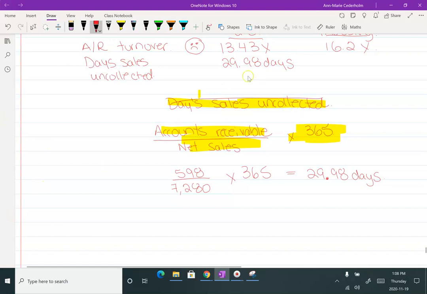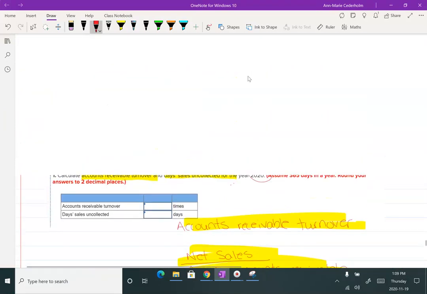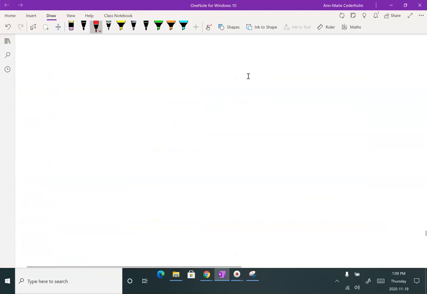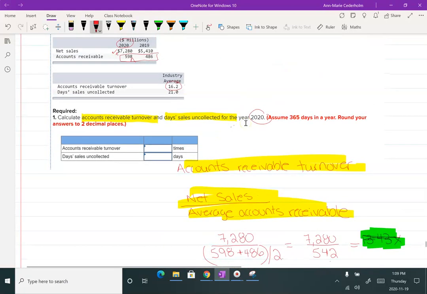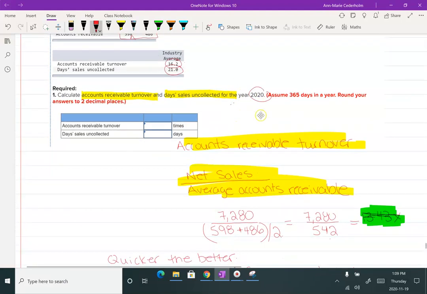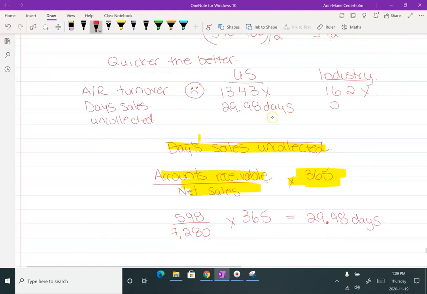Let's see how industry is doing. So industry takes 21 days. So let's go and put that one in here. So they're actually quicker than us. So that's unfavorable. Okay. So the thing is if this one is unfavorable, then this one will be unfavorable. So both of these go the same way.